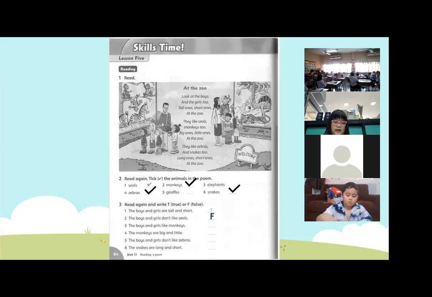Okay, next one. The boys and girls like monkeys. Yes, so true or false? True. So what letter? T. Next one. Number four. The monkeys are big and little. Yes. True. What letter? T. Very good.